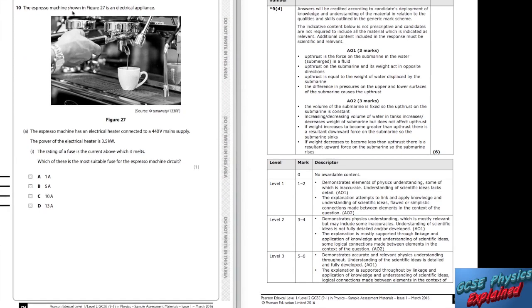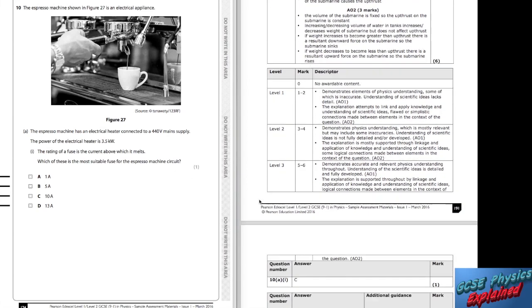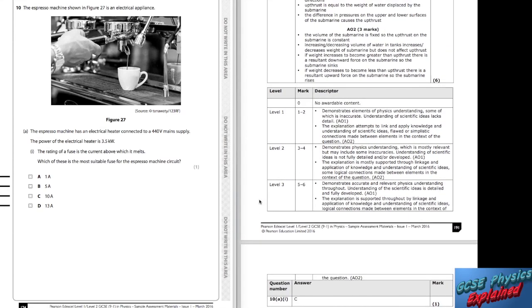Question 10. The espresso machine shown in figure 27 is an electrical appliance. The espresso machine has an electrical heater connected to a 440 volts main supply. The power of the electrical heater is 3.5 kilowatts. The rating of a fuse is the current above which the fuse melts. Which of these is the most suitable fuse for the espresso machine circuit? And the answer's C. How do you work that out?